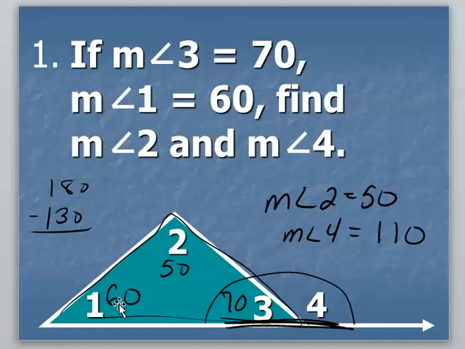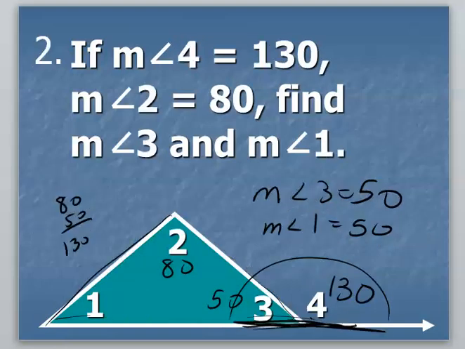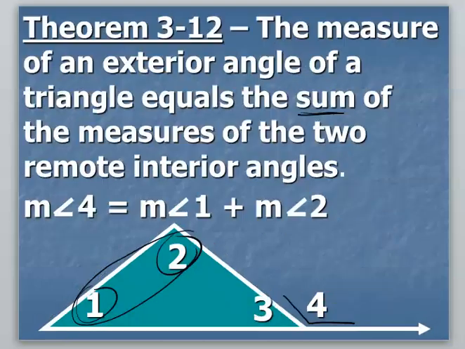In number 1, these remote interiors are 60 and 50. 60 plus 50 does add up to 110, which is angle 4. In number 2, we got 80 and 50. 80 and 50 does add up to 130, our exterior angle 4. So anytime I need to find something about an interior or exterior, I can use this theorem, that this outside angle, this exterior, is the sum of the 2 remote interiors added together.